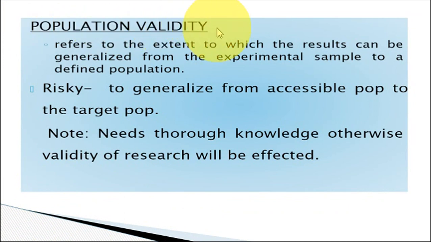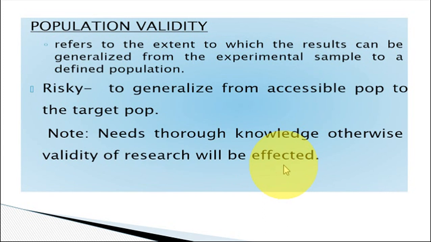So population validity is that when we conduct an experiment, we cannot conduct it with learners in large groups of 150. We usually conduct it in a smaller group of 15 to 20 students or learners. Now, when the outcome of these small groups is generalized, we have to be very careful. It is very risky to generalize from an accessible population to a target population. It is very important to have a thorough knowledge, otherwise the validity of the research will be affected.